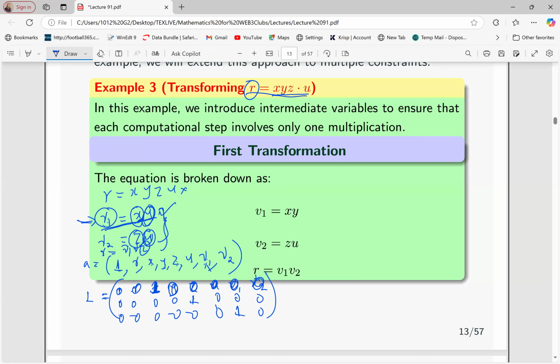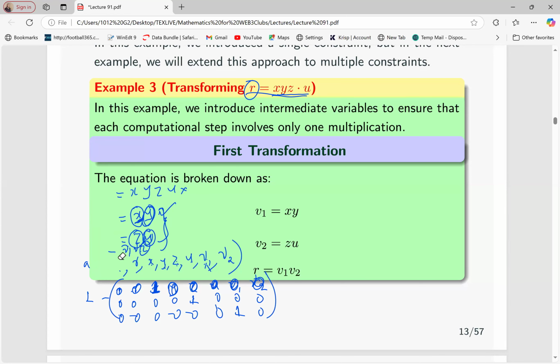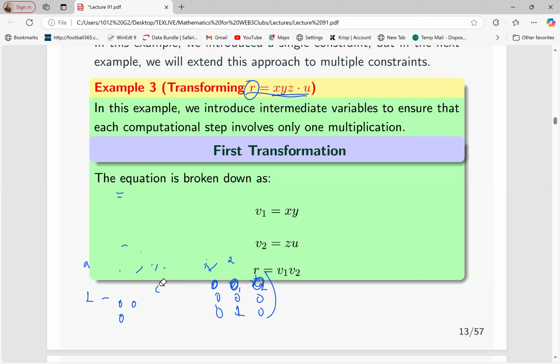Now, this is not the one I did. This is one way of coming up with the constraints. It's not the only way of coming up with the constraints, but it's one of the ways. Is there another way? Let's check and see whether there's another way.